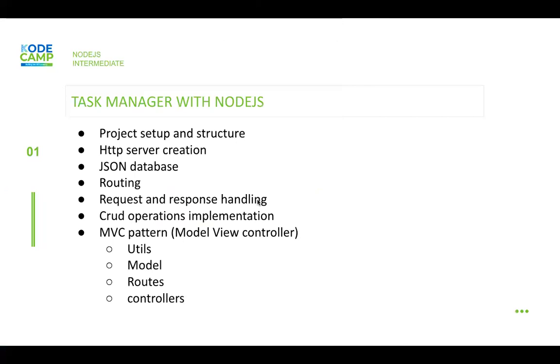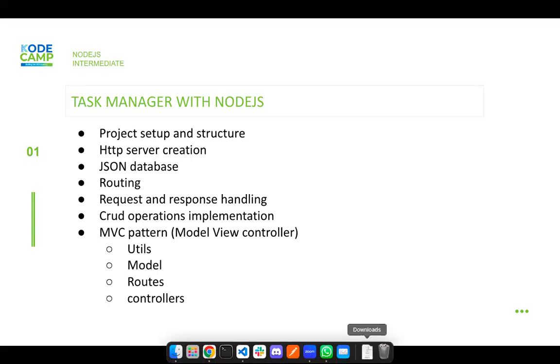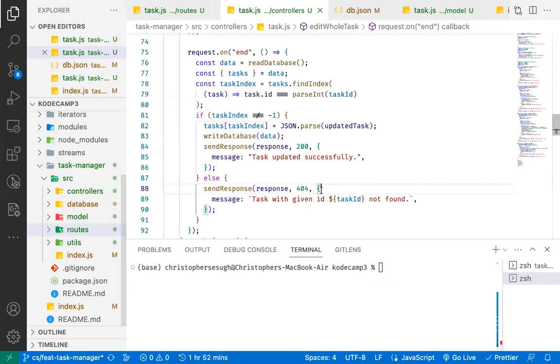And in review, what we literally did was we started our project, set it up, we create a server, we create a JSON database, we implemented routing, request and response handling, CRUD operations. We started from scratch, and now we've also added the MVC pattern to our application. This is awesome.